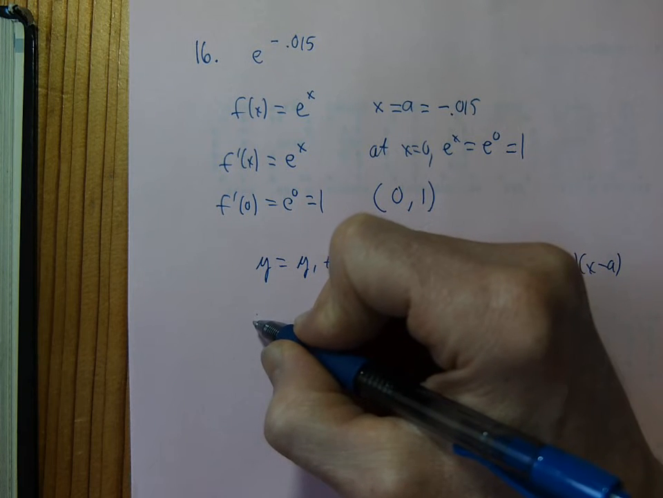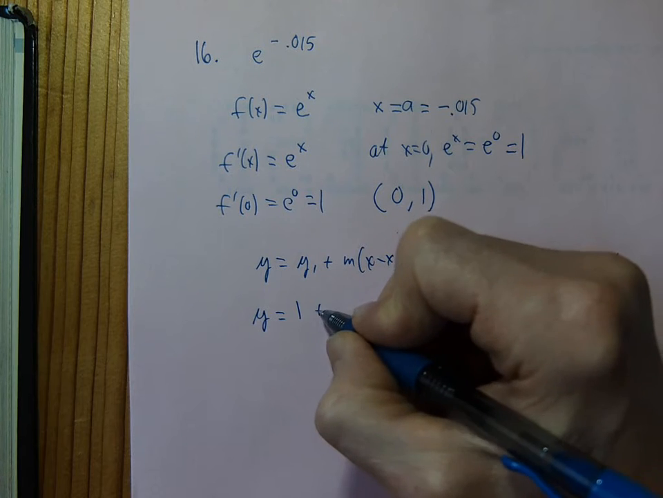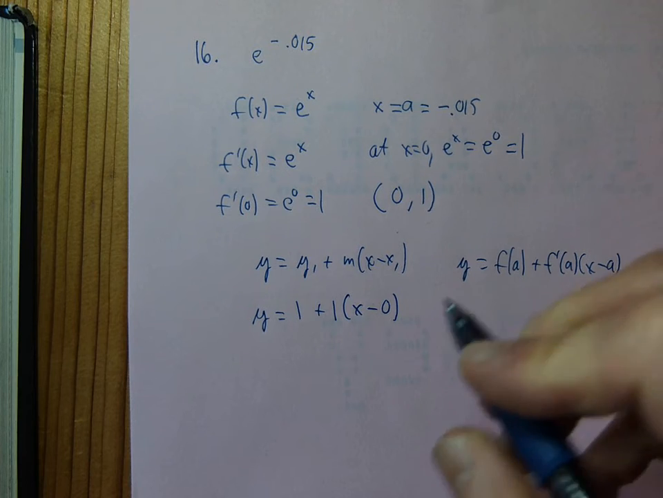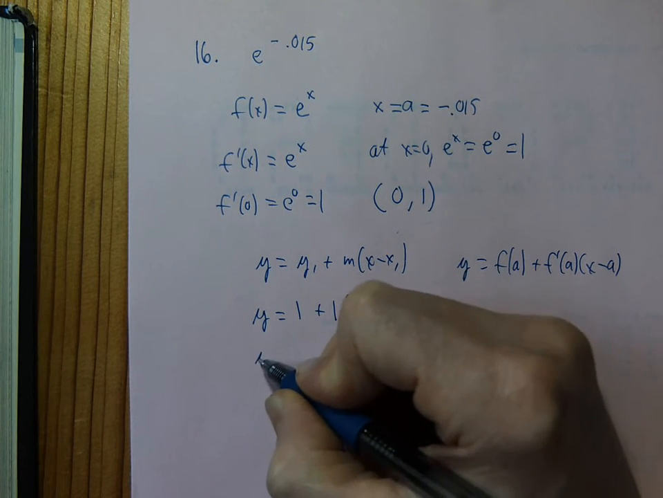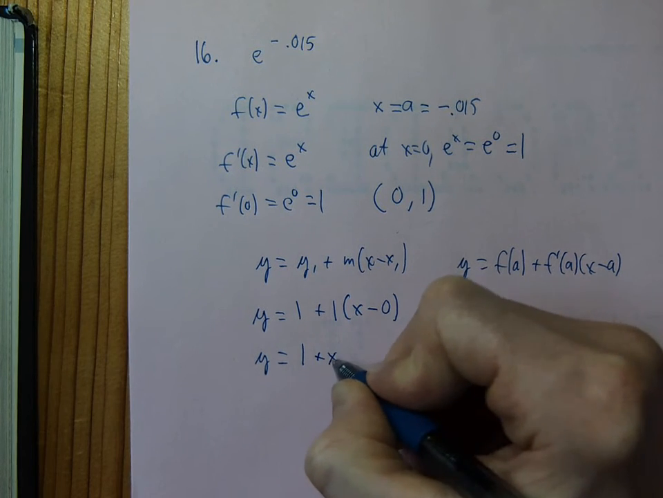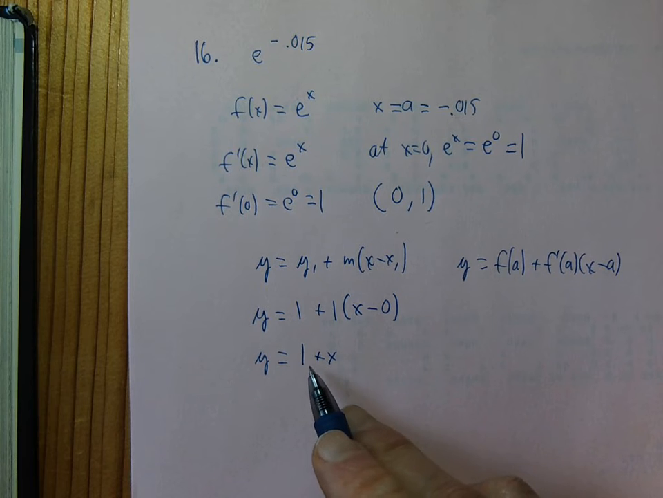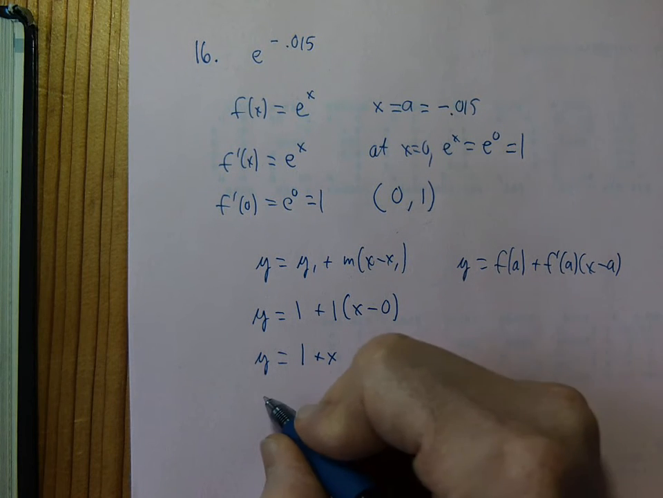So the answer would be y is equal to y1, which is 1, plus the slope, which is 1, times x minus x1, which is 0. Just y equals 1 plus x, or x plus 1, however you want to write it. That would be our linearization. Now, to get an estimate, we're approximating with the line y equals 1 plus x. So what is it when x is negative 0.015?